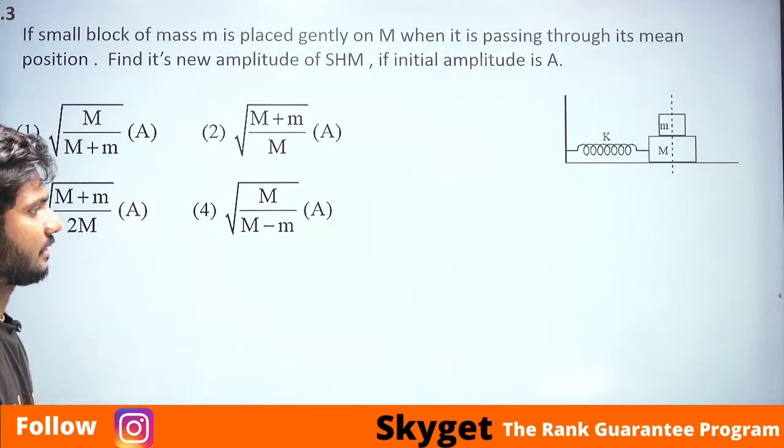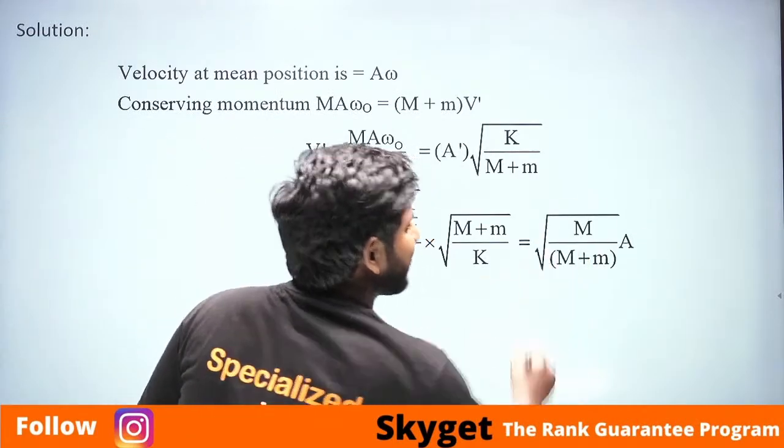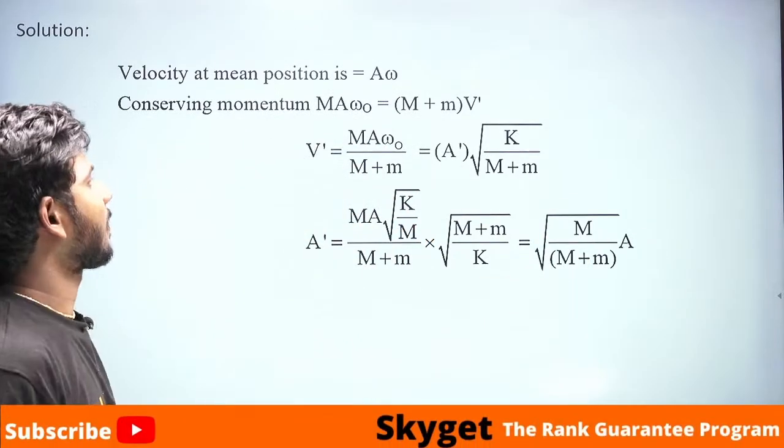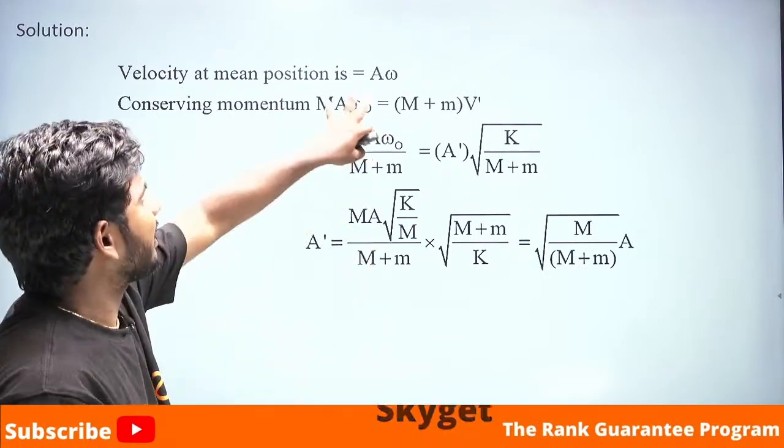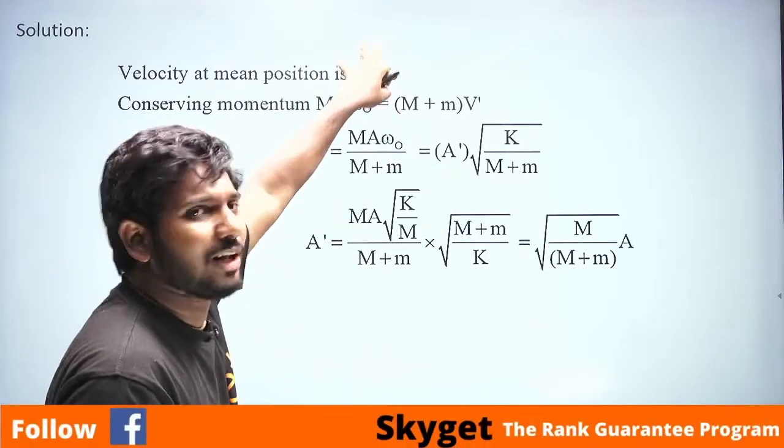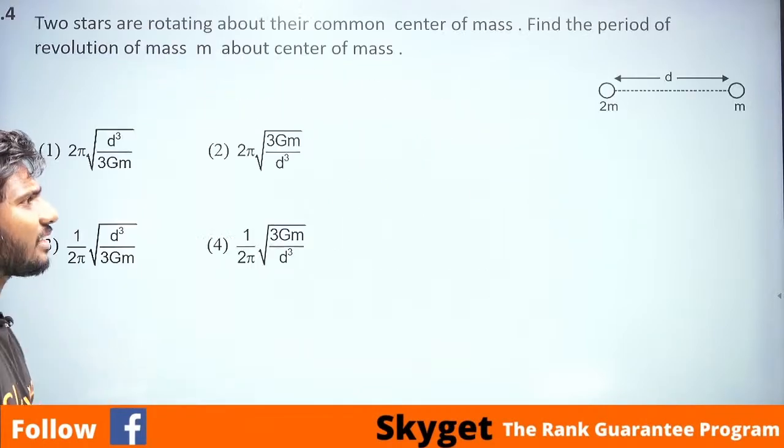So the answer is root over (m plus m) by (m plus m) into amplitude. So what is the important principle, students? Conservation of momentum and general velocity at mean position. So let us go to the next question, students.